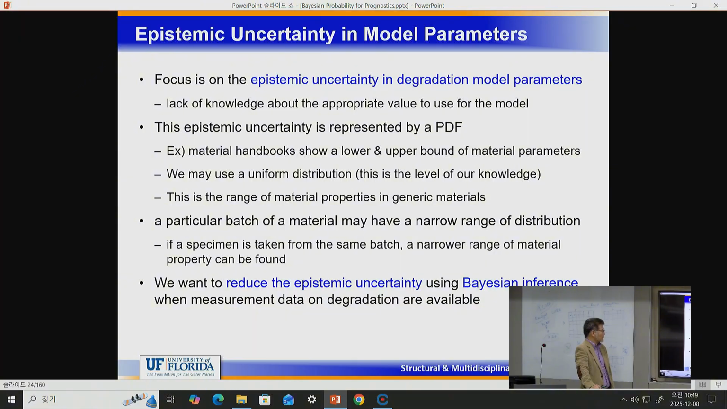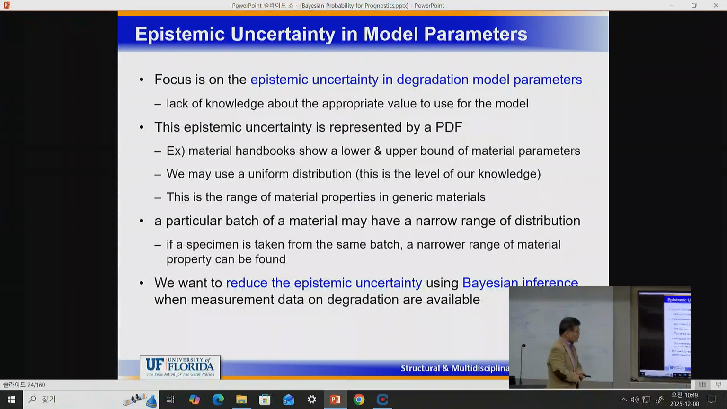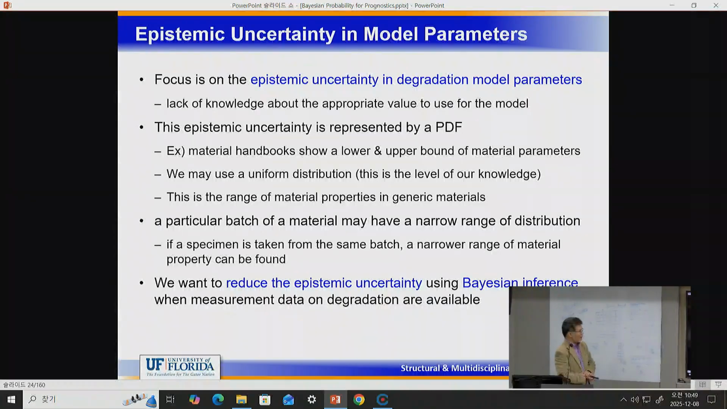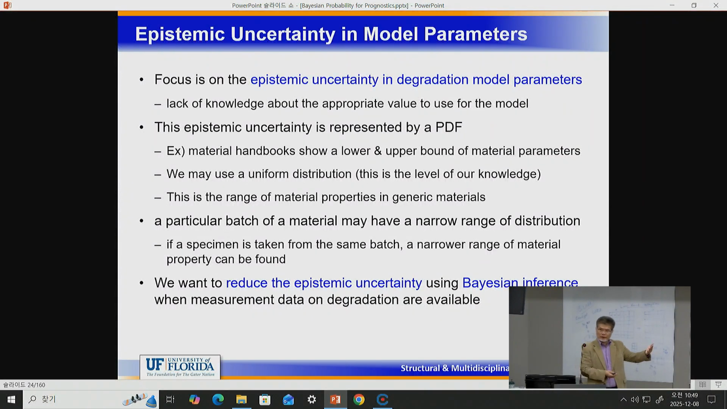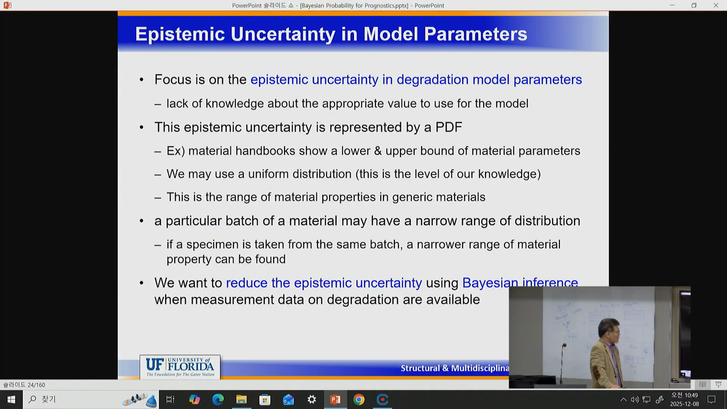So if your measurement is on the same batch, the uncertainty will be much narrower than the other cases. And eventually, we want to reduce the epistemic uncertainty using Bayesian inference. I use the word inference because it infers something. My data infer the parameter in some way. So it's called Bayesian inference when measurement data on degradation are available. So that's what we will do.